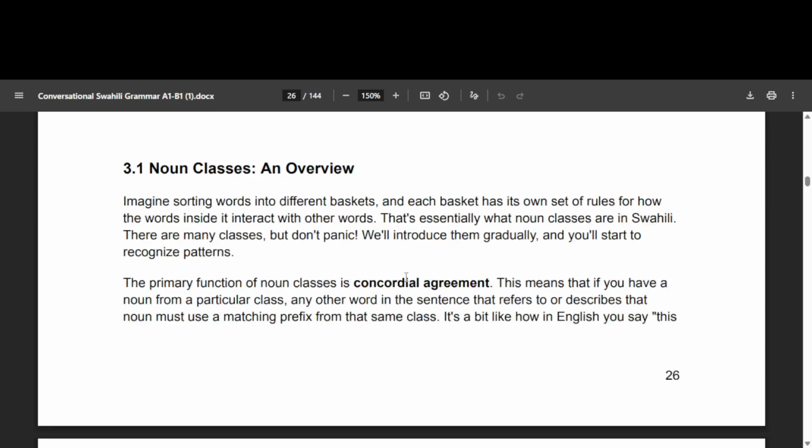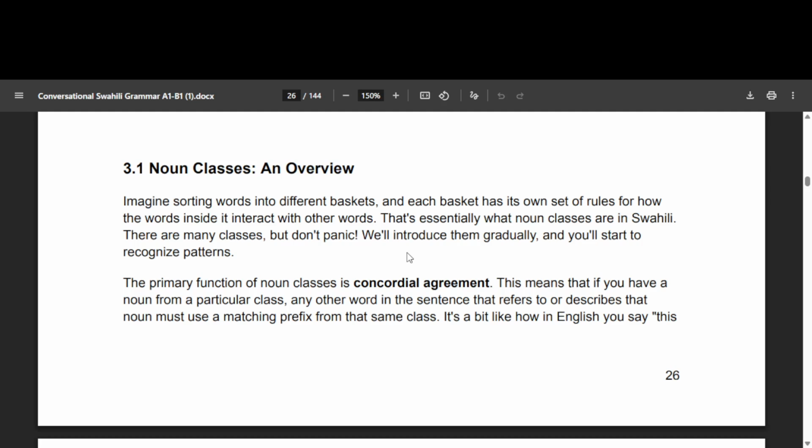3.1 Noun classes and overview. Imagine sorting words into different baskets, and each basket has its own set of rules for how the words inside it interact with other words. That's essentially what noun classes are in Swahili. There are many classes, but don't panic. We'll introduce them gradually and you'll start to recognize the patterns.